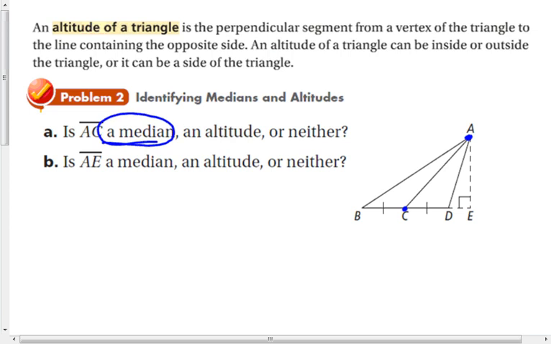AE is a perpendicular segment from a vertex to a line containing the opposite side. Notice it's a line containing. It doesn't necessarily have to be the actual segment on the triangle. So that would be an altitude there. All right, you try that.